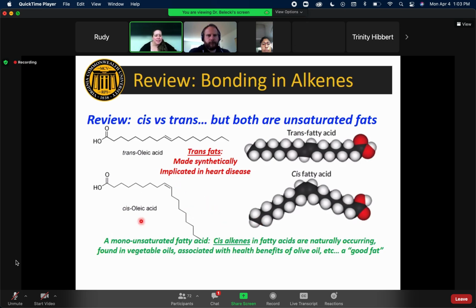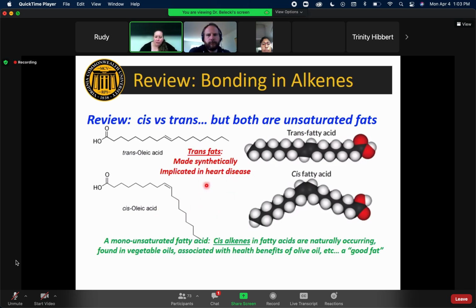We talked about cis oleic acid and trans oleic acid and how the cis alkenes are naturally occurring fatty acids and they're considered good fats. We talked about how these are in olive oil and things like that. And that the trans fats are made synthetically by chemists in order to improve the shelf life of things like margarine. These are the types of double bonds in partially hydrogenated soybean oil or vegetable oil. They are not good for you and have serious implications linking them to heart disease.